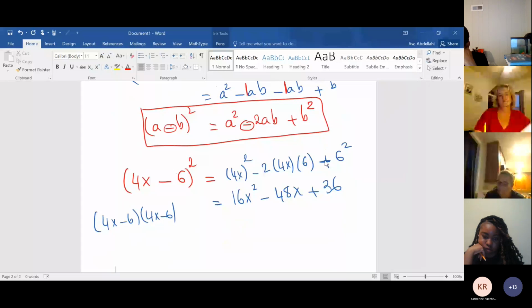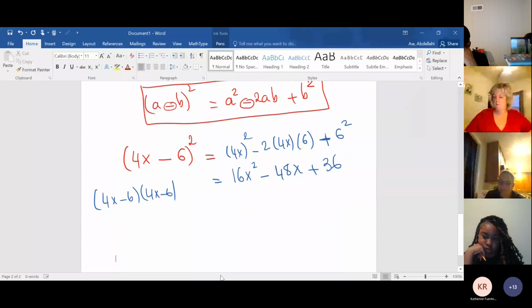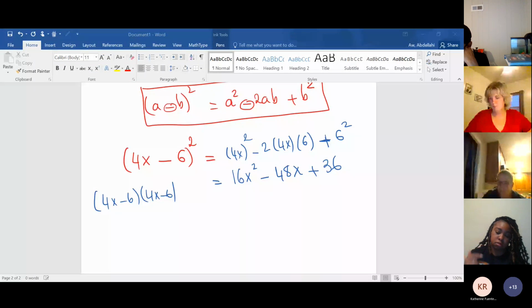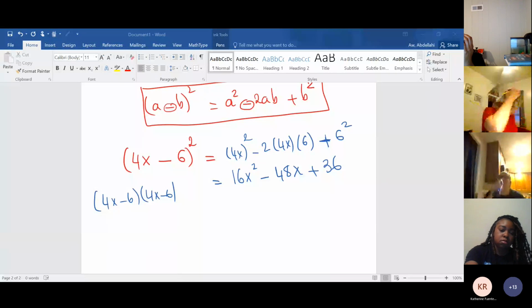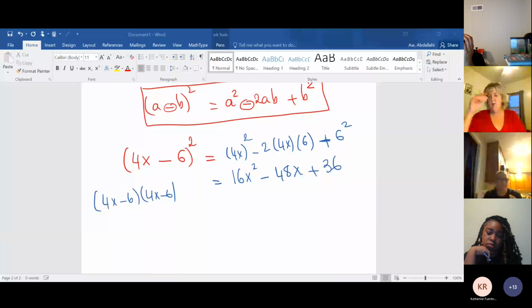Which is factoring. Let me check which part. 3.4, I think. It's 3.4. Yeah, I think you are right. So this is 3.4.